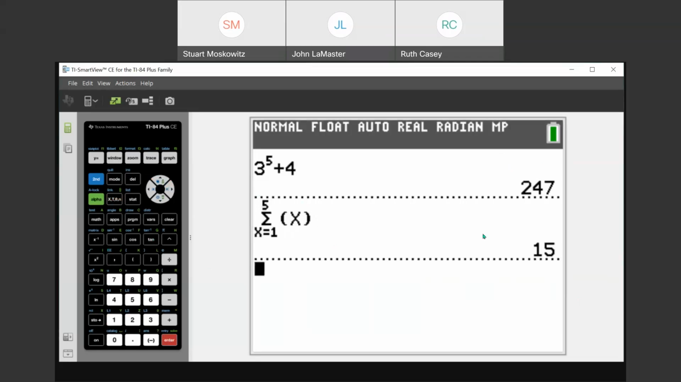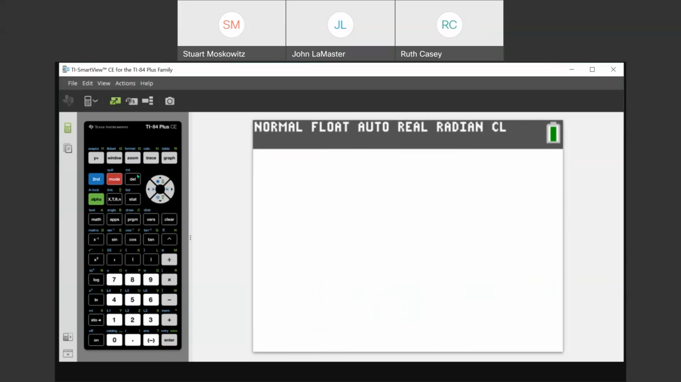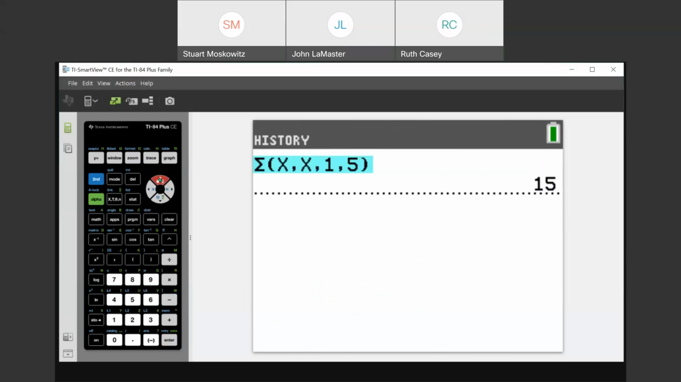So I go to enter, and of course, 1 plus 2 plus 3 plus 4 plus 5 is 15. If I go back to mode and change it to classic and go back to the home screen, now the screen is clear, but if I hit the up arrow key, I can go through the history and see other things that are there. There's summation, but here's what it looks like in classic.